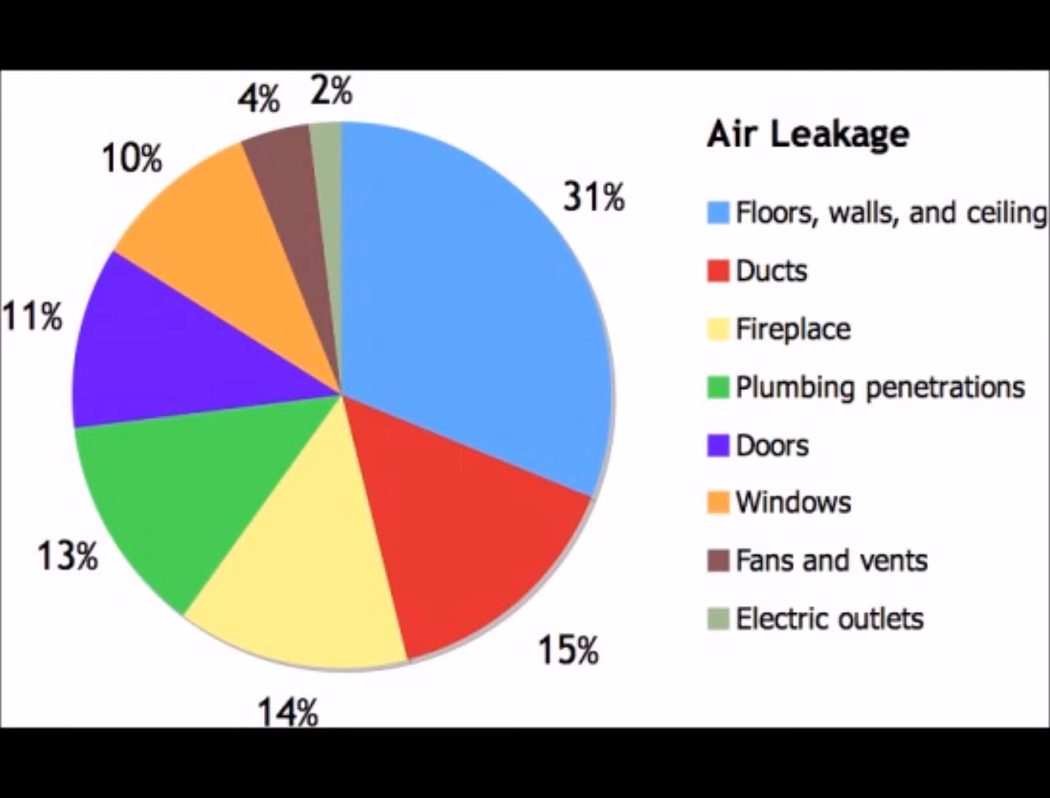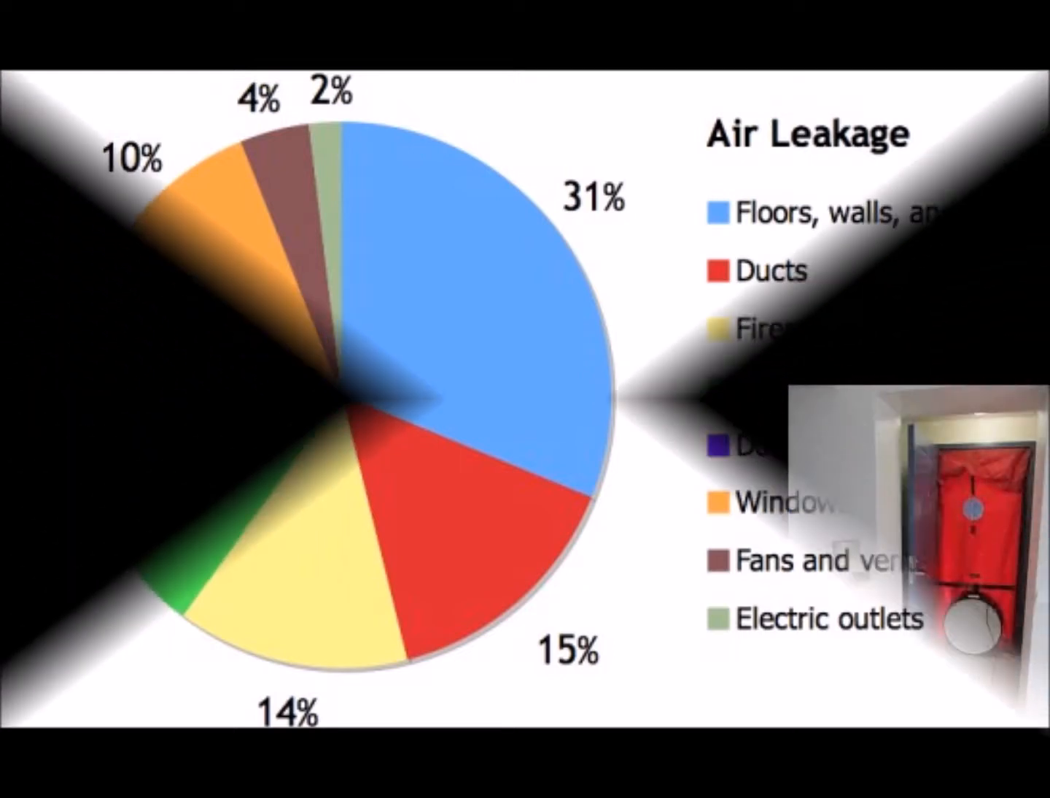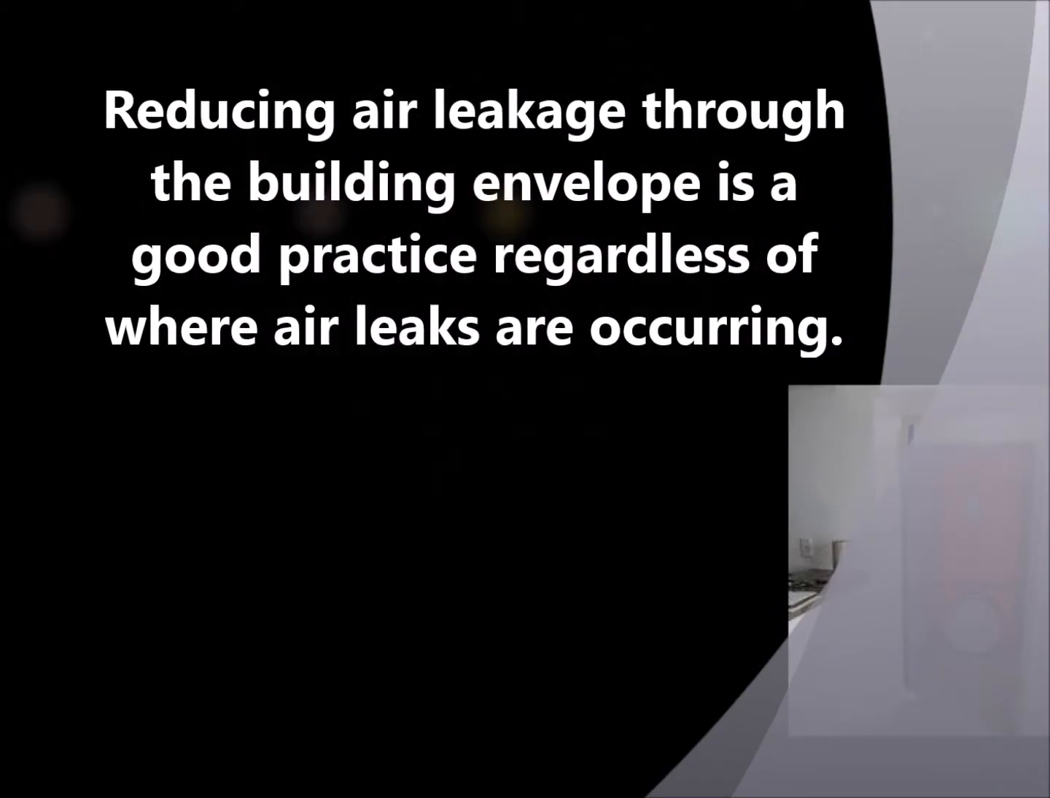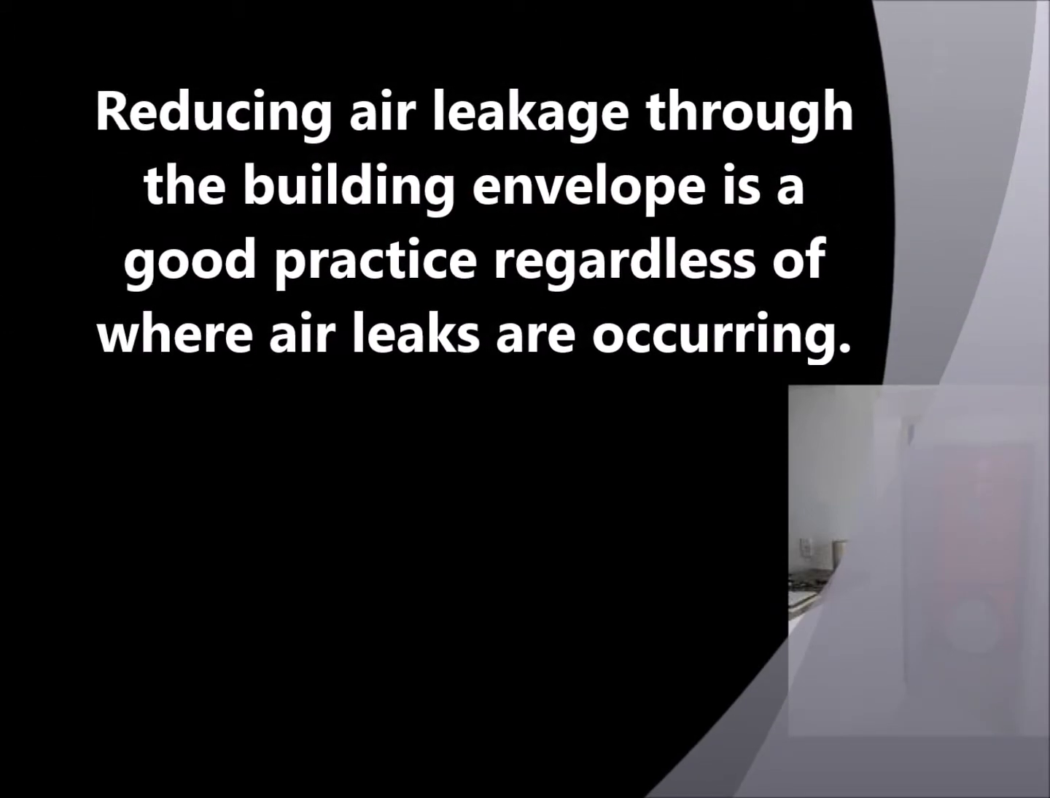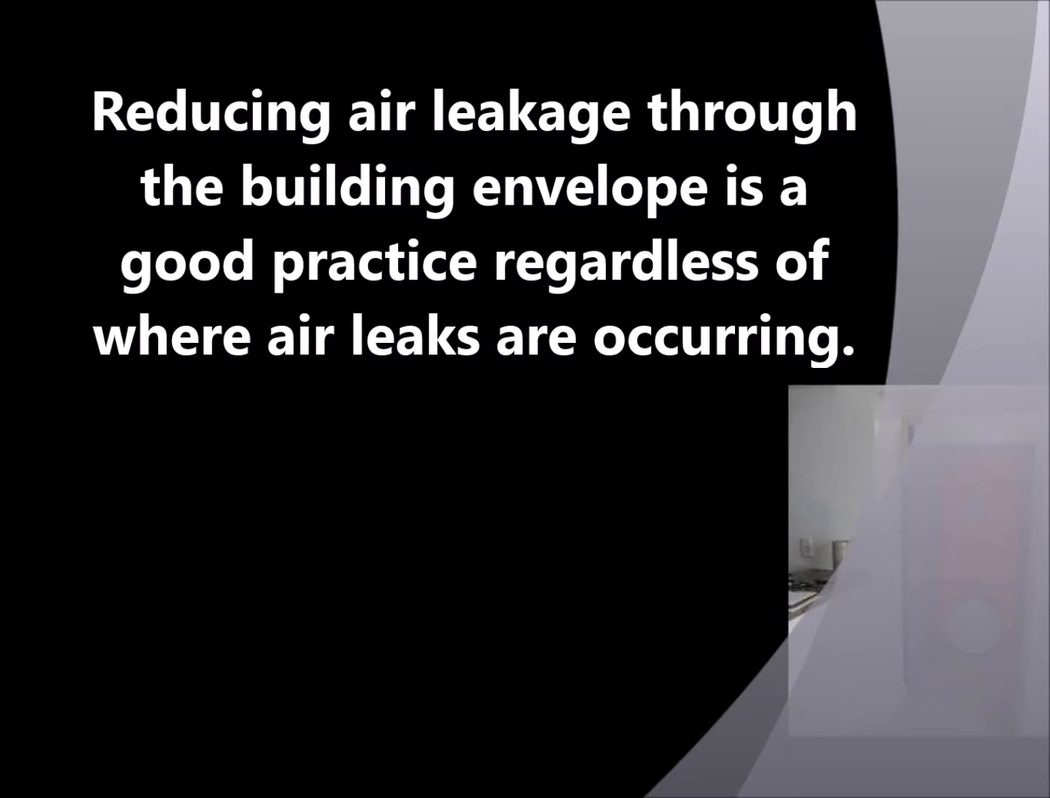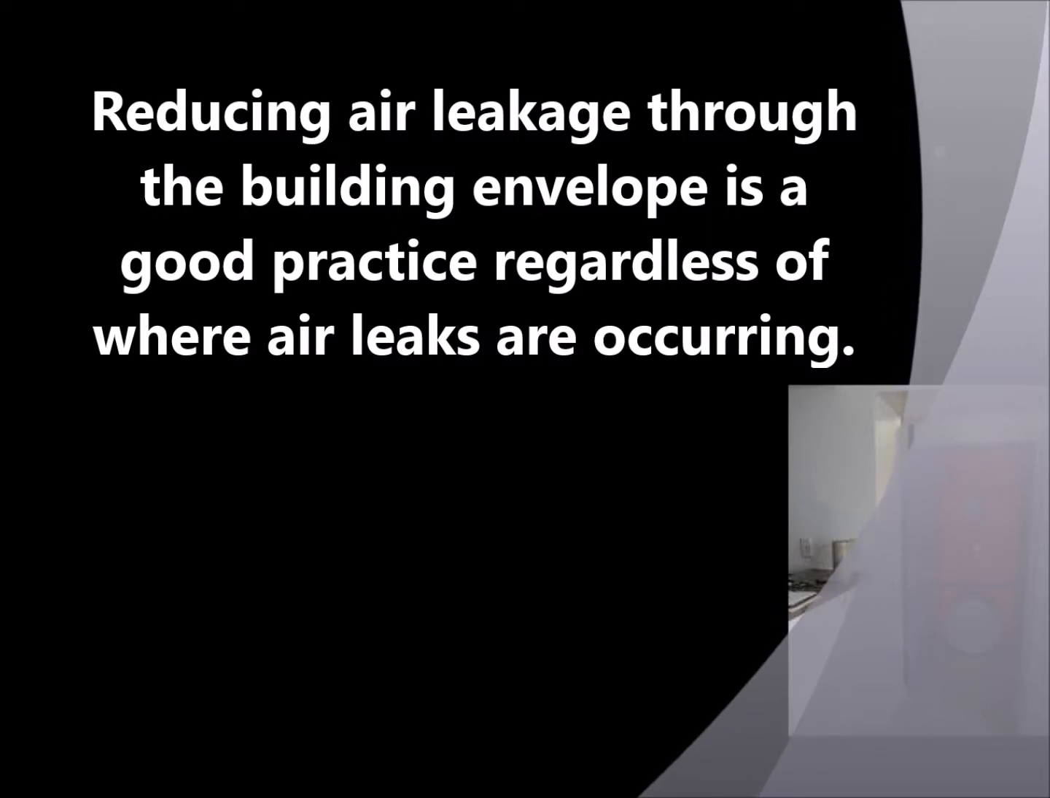Next, we talk about air barriers. Air barriers can help block air leaks. Reducing air leakage through the building envelope is a good practice, regardless of where air leaks are occurring. Air barrier systems are used to block air leaks at certain points in the building assembly while also addressing other envelope concerns with other methods, such as rainwater protection and vapor diffusion retarders, also known as VDRs.